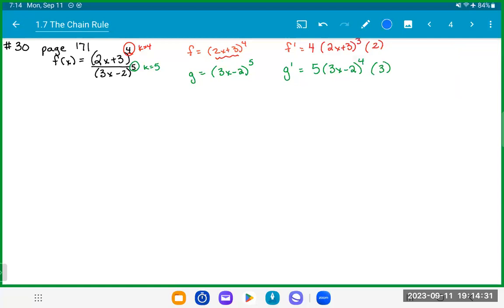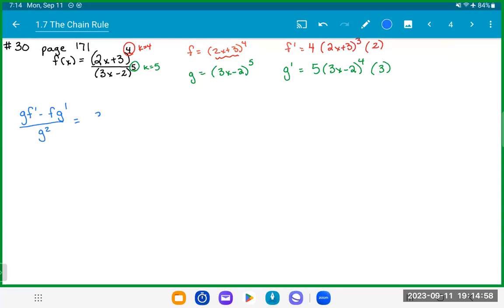All right. So now we have to remember, what is our quotient rule? Remember, the quotient rule tells me that I have g f prime minus f g prime divided by g squared, right? But now we have all the pieces that we need. We just have to put them into place and simplify.